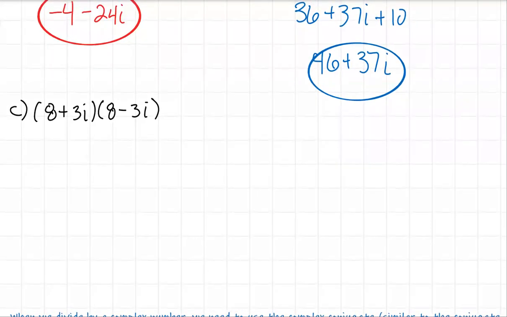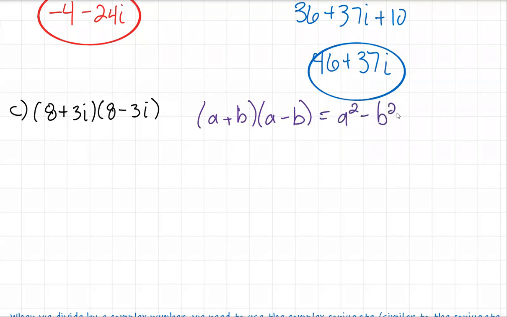Notice here, this looks similar to what we did in our factoring sections, 4.3 and 4.4. If you notice, this looks like a plus b, a minus b. And that's a special pattern. And when we have that, let's try to use it to our advantage so we do less work, right? Remember, we're lazy. This is going to give us a squared minus b squared. It's our difference of squares. So then I can just say, well, a is 8, b is 3i. So then I can write it as so.